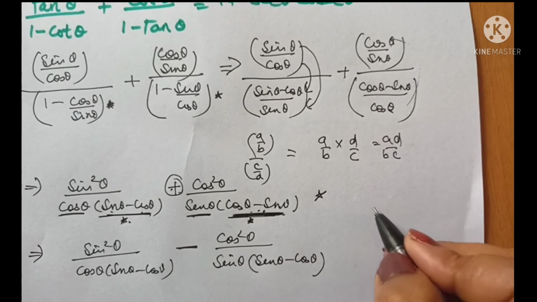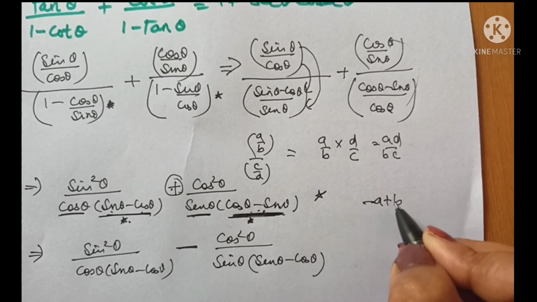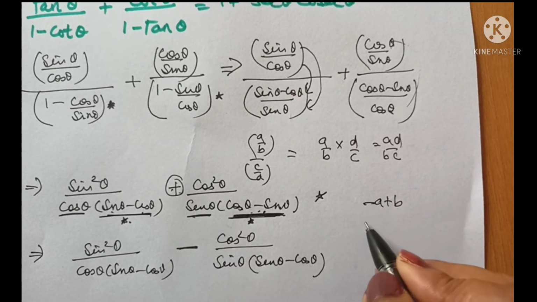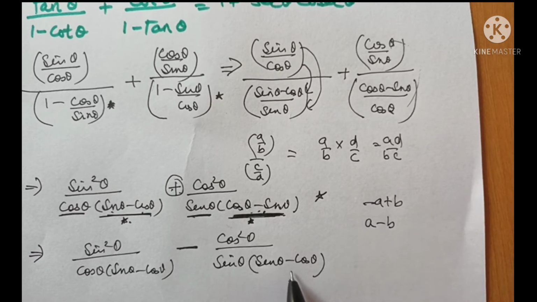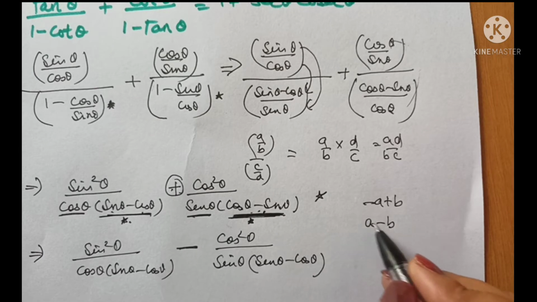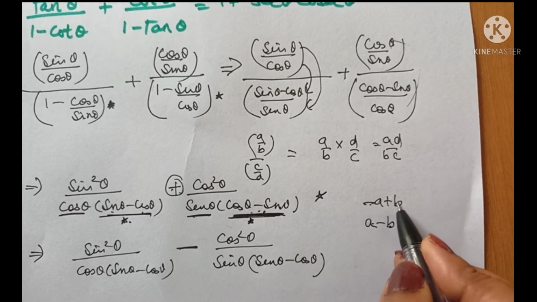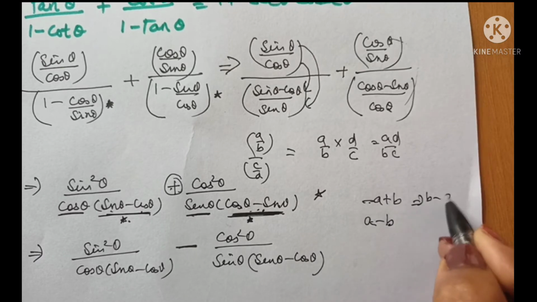Let me try to explain it to you. Minus a plus b. What is the negative of minus a plus b? It will be a minus b, right? So this is what I have done here. Or you can say, what is the negative of a minus b? Negative of a minus b is minus a plus b, and it can be written as b minus a.